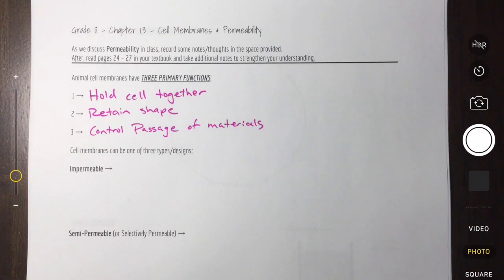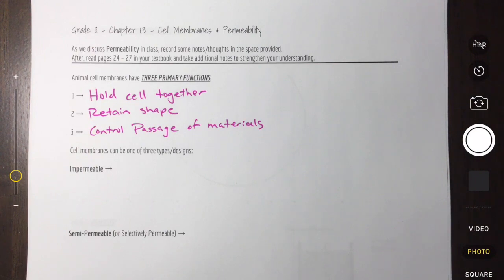When thinking about cell membranes and permeability, we have to first think about a couple key functions of what a cell membrane does before we get started. First of all, a cell membrane helps hold the cell together. Obviously, things that are inside of the cell, all of those organelles, need to be kept in place. Number two, it helps retain the shape.